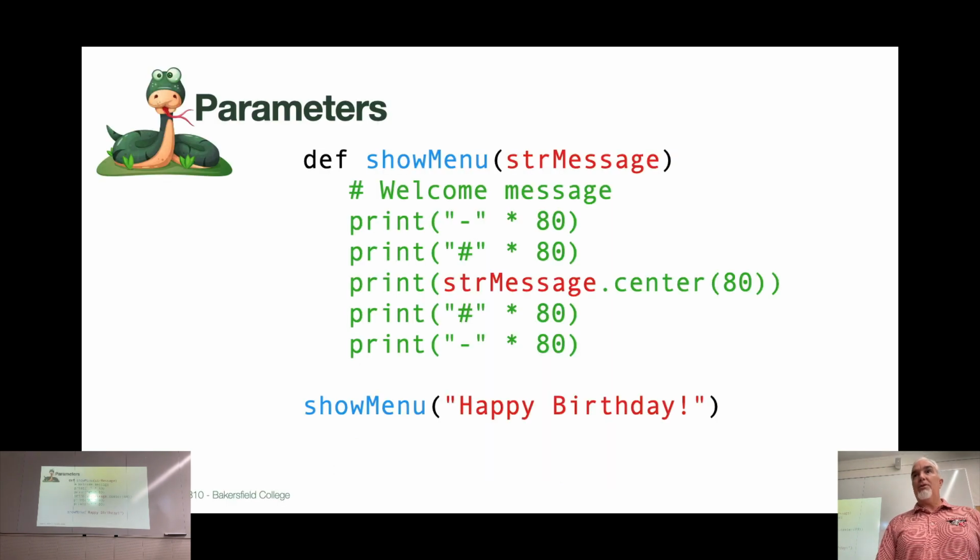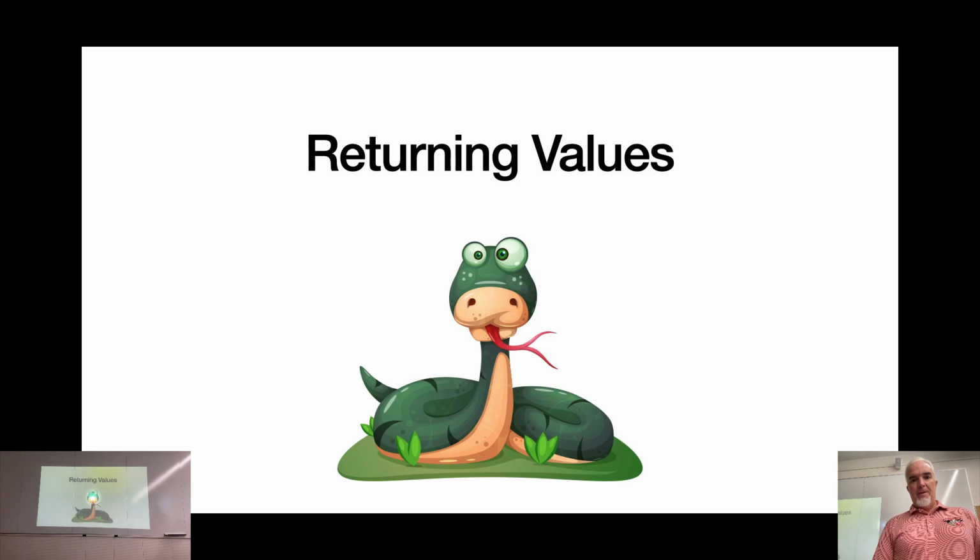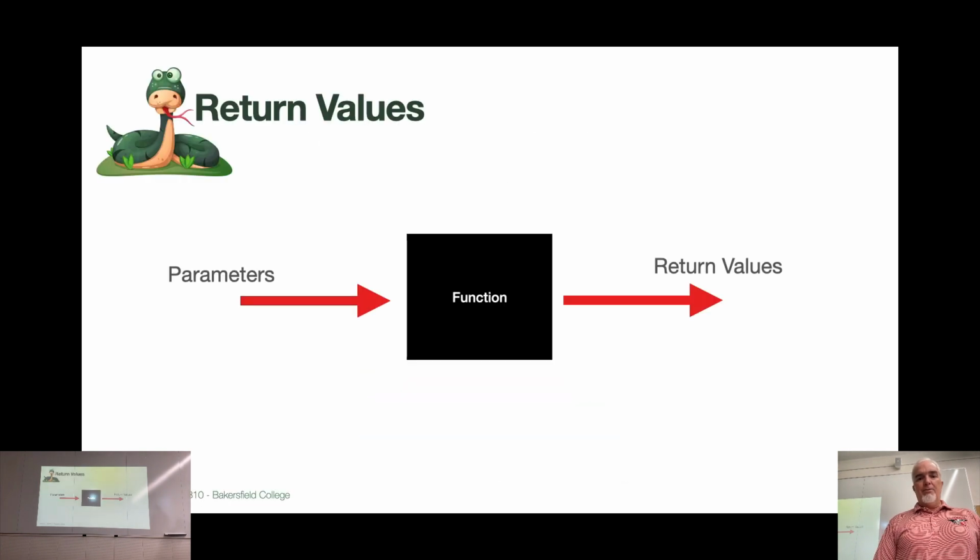Now, this one that we just did was a do something. It didn't return anything. It just prints stuff out. There's nothing sent back to Python there. So returning values in a function sort of looks like this.